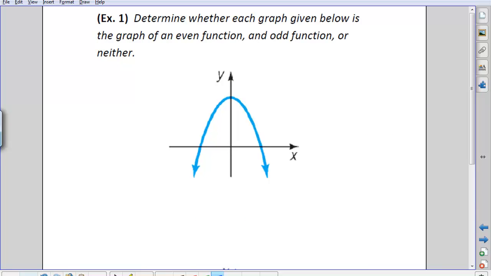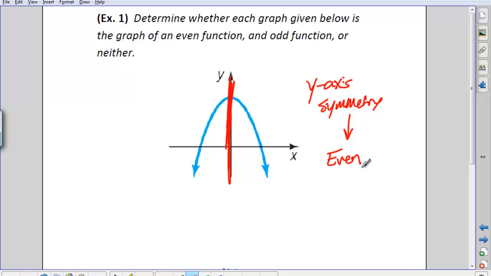So, some examples. It says determine whether each graph is even, odd, or neither. I'm looking at this shape right here. This is that parabola shape. If you'll notice, it does have a y-axis symmetry. You can imagine if you were to look at this y-axis right here, we have that mirror image of the graph there on the y-axis. So this does have y-axis symmetry, which means it is an even function. Okay, we'll call that an even function.